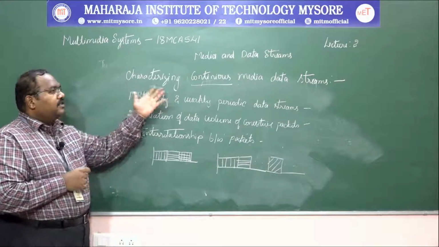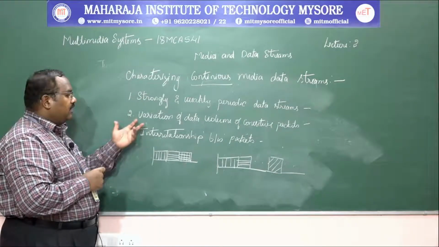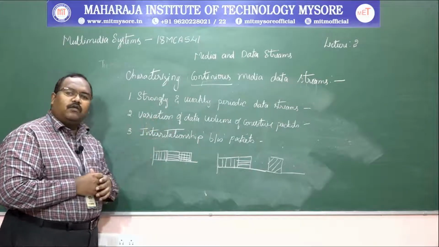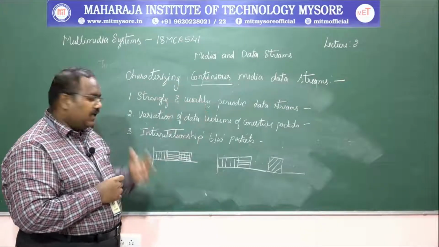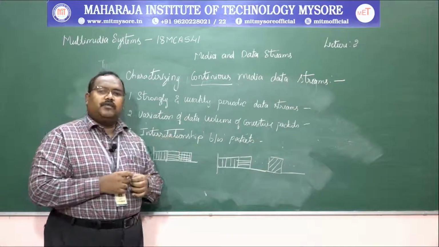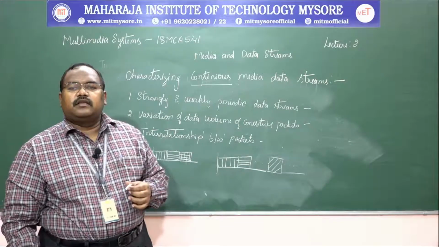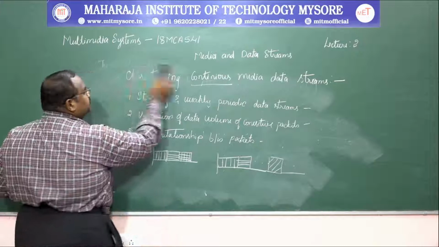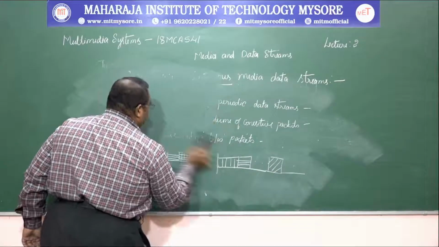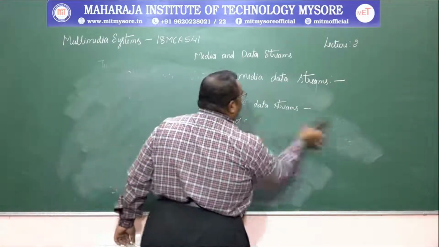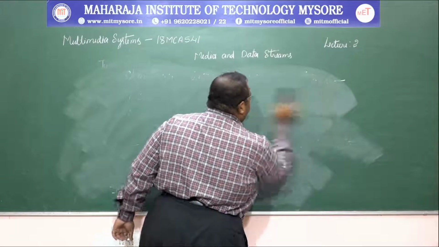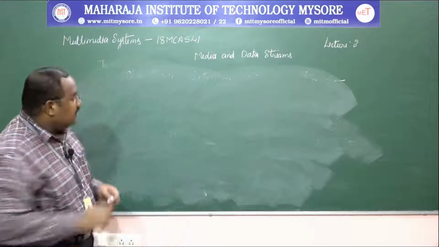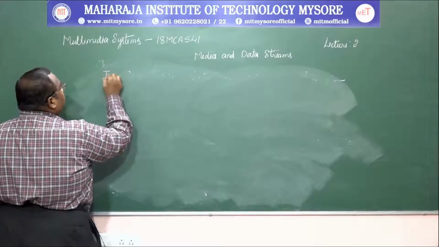So under the characterization of continuous media data streams, we have discussed about the strong and weakly periodic data streams and variation of data volumes with respect to consecutive packets, and next interrelationship between the data packets. Next we will be discussing about the information units. Next is information unit.